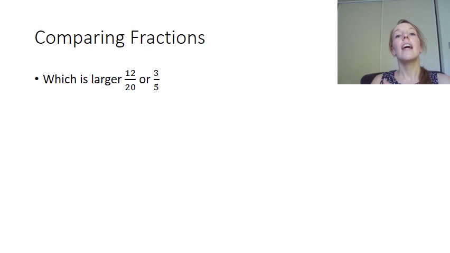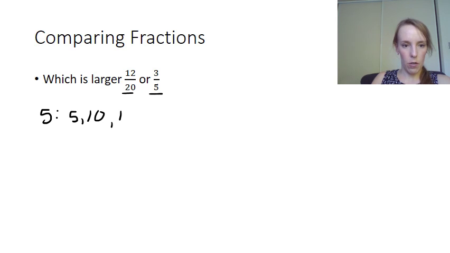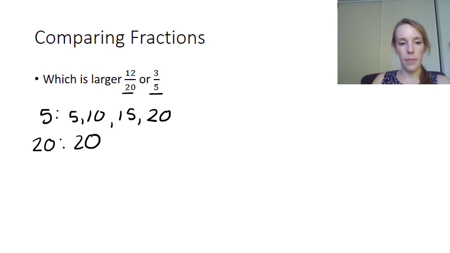Okay, so the last thing we're going to do in this video is comparing fractions. So if you have a question like this, which is larger, 12/20ths or 3/5? How do you know which is larger? Well, what you have to do is you have to compare common denominators. So to do that, we're going to look at all the multiples of 5 and 20. So 5, 10, 15. I'm sure some of you can do this in your head, but for those that can't, or those that need to see the working, we'll do it here. So our lowest common multiple is 20.